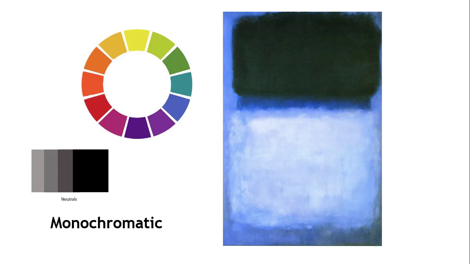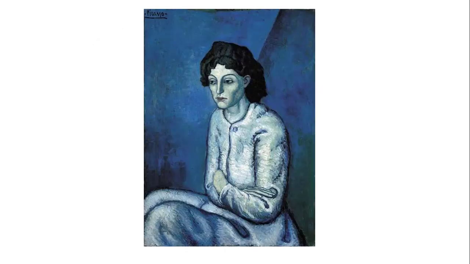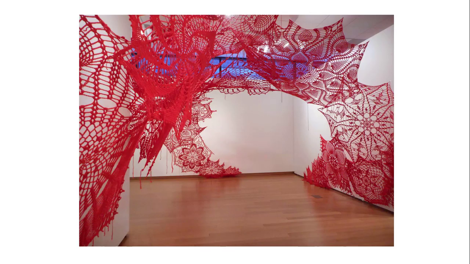Okay, monochromatic. Monochromatic is one color and neutrals. So you can do blue. In this case, you can see this color field painting by Mark Rothko. He's taken blue, he's mixed some blacks and some whites. That's it. That's all you get in a monochromatic. Picasso went through his blue period and just used blue, blacks, and whites.